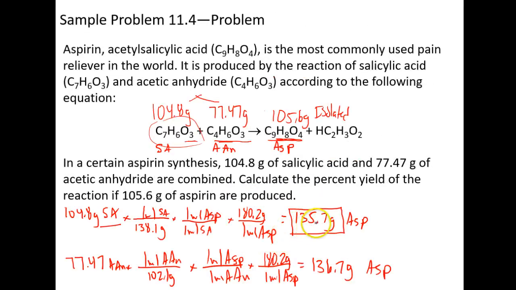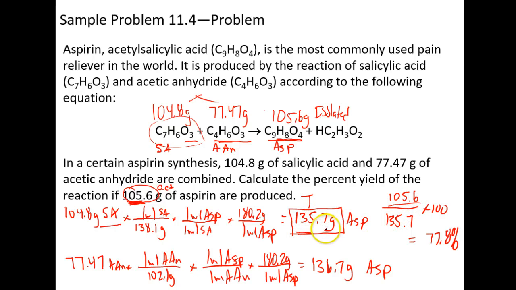This 135.7, that is my theoretical. My actual is this 105.6. So what's the percent yield? If this is how much I actually got, you take that, divide it by how much you calculated, times 100, and you get 77.8%. That means you isolated 77.8% of how much you should have gotten from the equation.